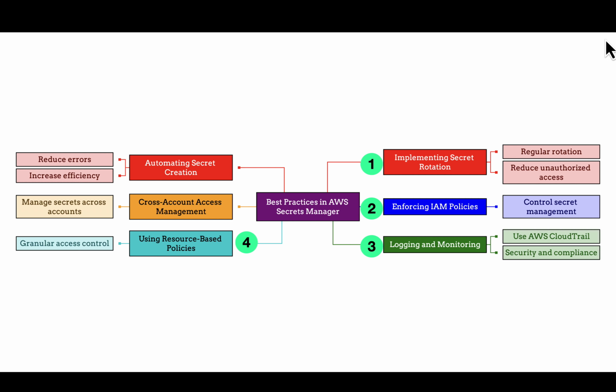4. Using resource-based policies: apply resource-based policies directly to secrets for more granular access control. 5. Cross-account access management: securely manage secrets across different AWS accounts. 6. Automating secret creation: automate the creation of secrets to reduce manual errors and increase efficiency.